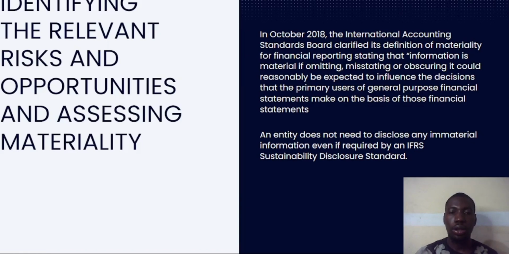This means that with all sustainability reporting standards, an entity does not need to disclose any immaterial or irrelevant information, even if required by the standards itself. And this is consistent with the definition of materiality that says information is material if omitting, misstating, or obscuring that information could reasonably be expected to influence decisions that the primary users make on the basis of that information. So that is just materiality in itself. There's more to that, but this is the basic thing you need to note about materiality.